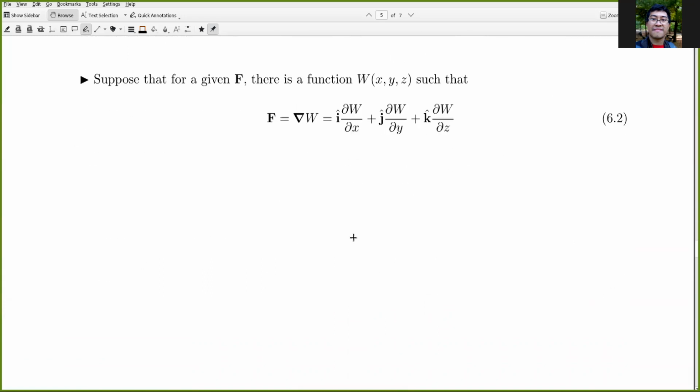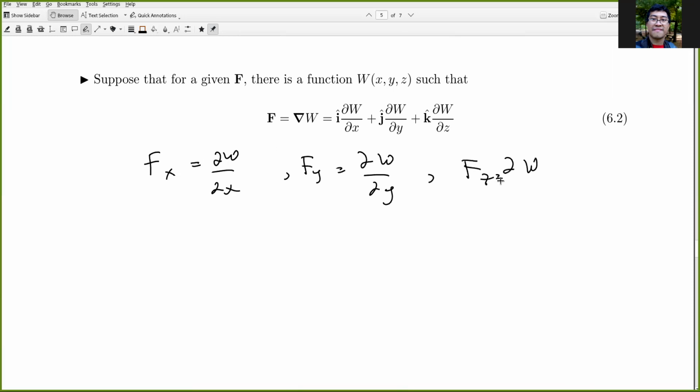Suppose that for a given F, there is a function w such that F equals del w equals this. So i partial w with respect to x plus j partial w with respect to y plus k partial w with respect to z. So here we can write down the components. Fx is partial w with respect to x, Fy is partial w with respect to y, and Fz is partial w with respect to z.